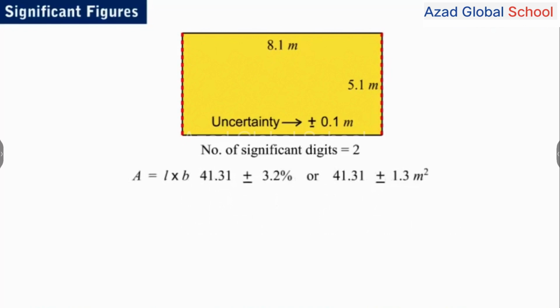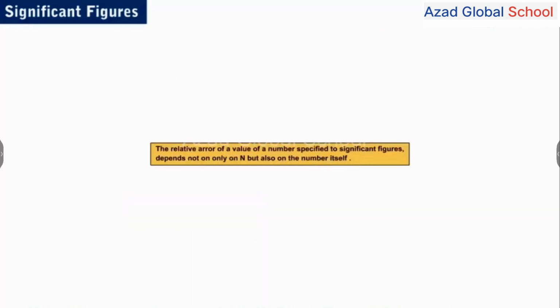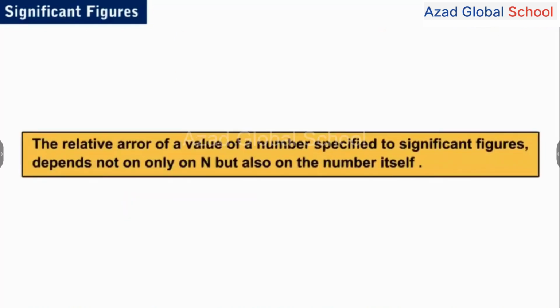We can report this as 41 plus or minus 1 square meter. Here, 1 square meter is the error in the result. Thus, the result has also 2 significant digits, which is the same as the original data. Rule number 2 says that the relative error of a value of a number specified to n significant figures depends not only on n but also on the number itself.